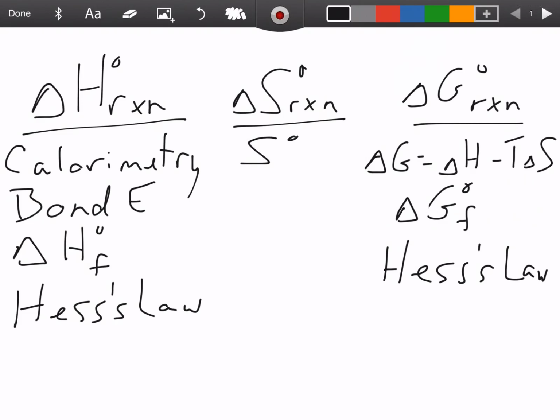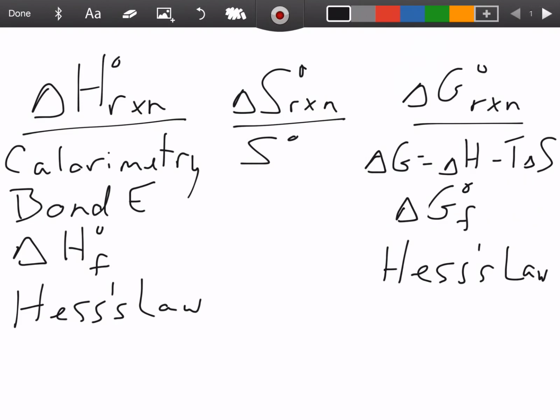We then went to entropy and delta S, and the only way that we really did a calculation of how to come up with the delta S of reaction was looking in Appendix G and getting the entropy values for the products and the reactants and doing products minus reactants.